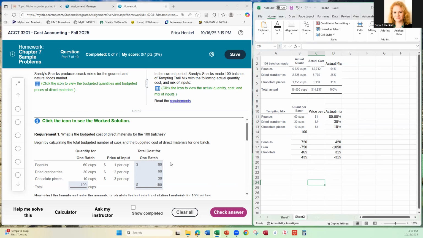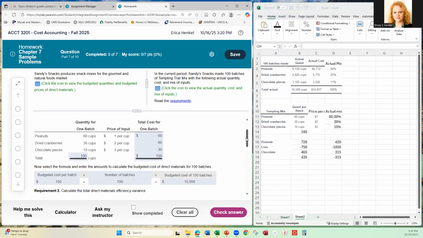So out of 100 cups, approximately, we calculate out our batch by taking our budgeted price of each input, multiplying it times the quantity for each batch, which gives us a budgeted cost of $150 per batch, and each batch size is 100 cups. So the budgeted cost per batch of 150 multiplied times 100 batches gives us a budgeted cost for 100 batches of $15,000.